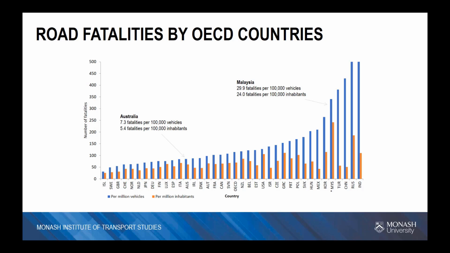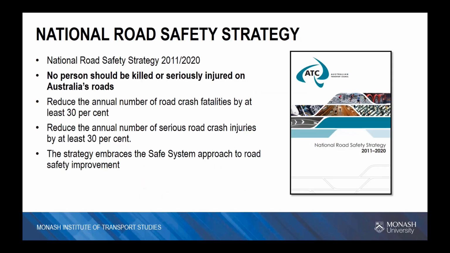From the graph, we can see that while we have relatively safe roads here in Australia, we are by no means the safest country in the world when it comes to road safety, and there are things that can continue to be done to help reduce the road toll and the burden associated with this injury. So, how do we go about reducing the road toll in Australia?